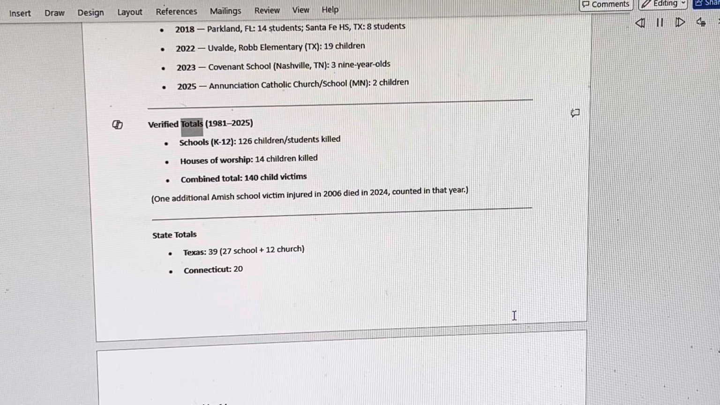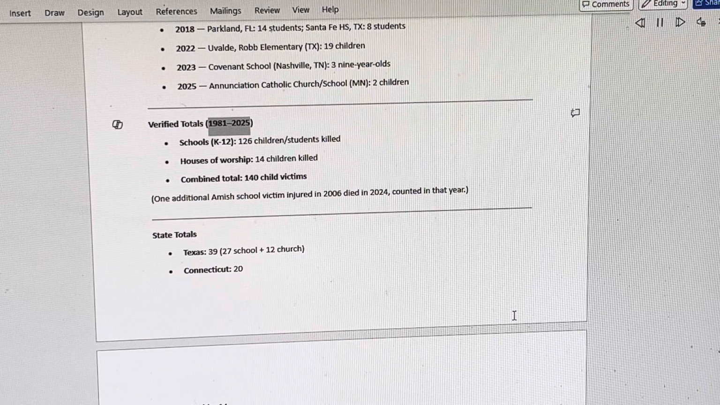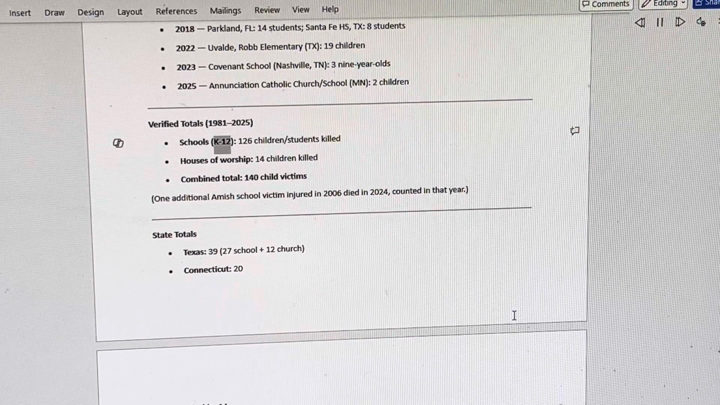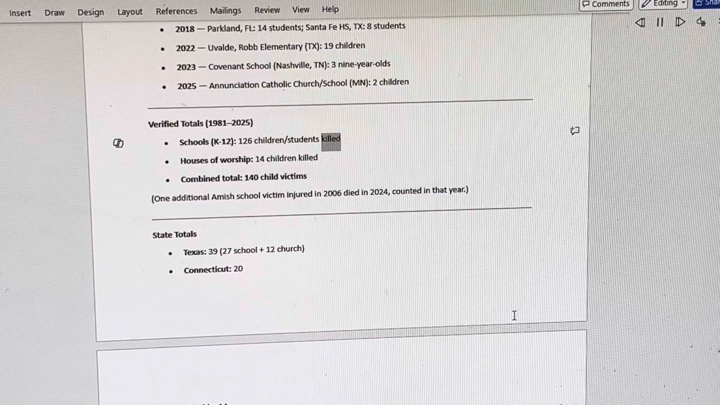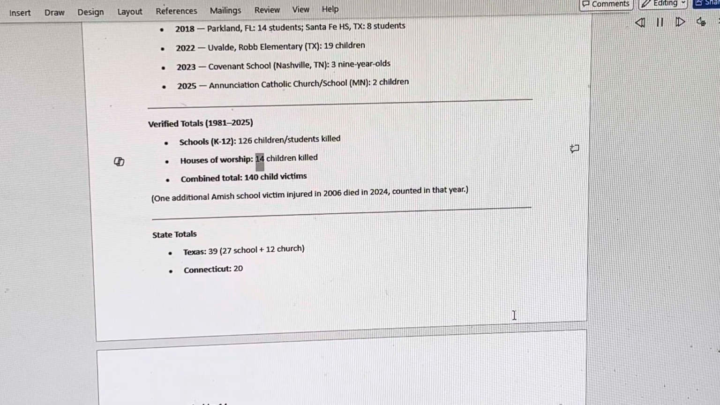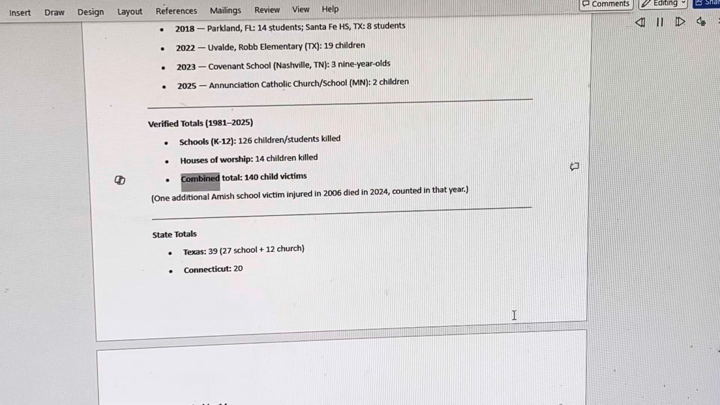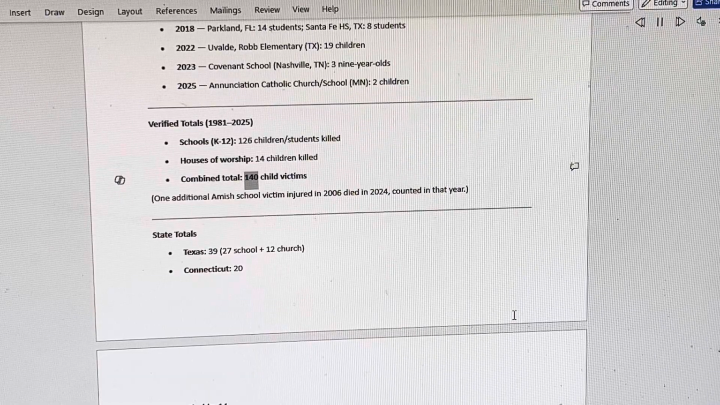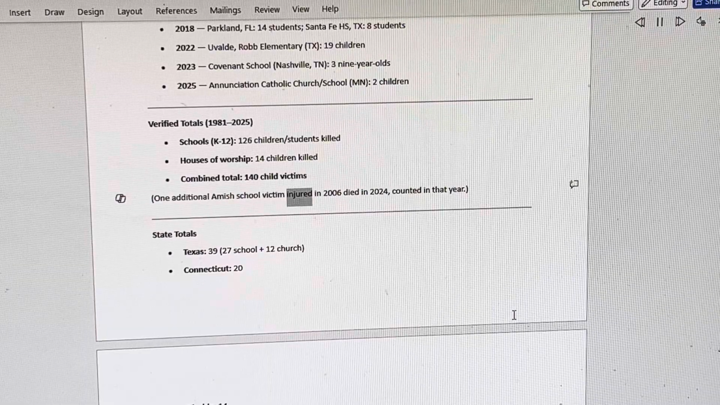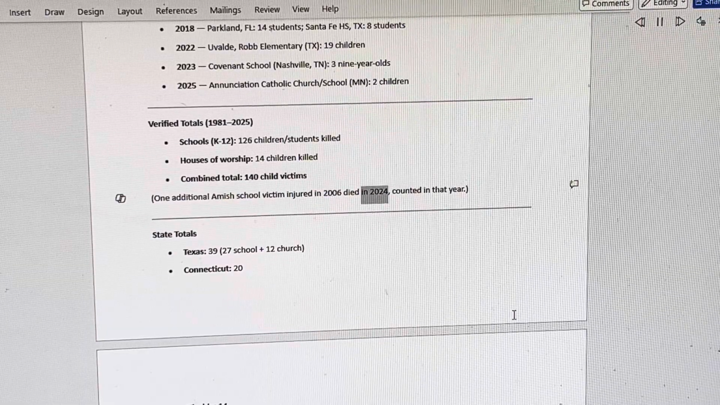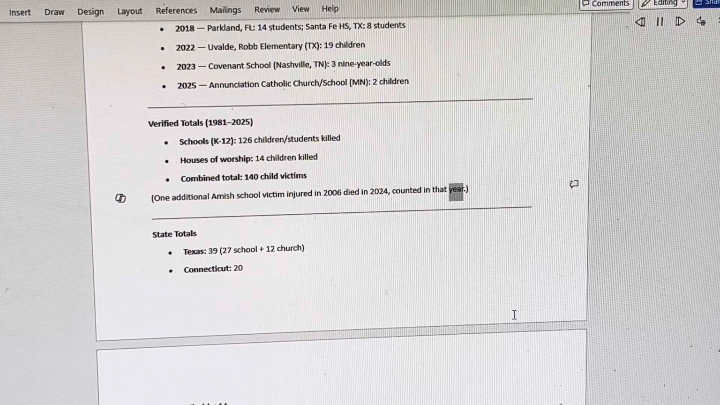Verified totals, 1981 to 2025. Schools, K-12, 126 children and students killed. Houses of worship, 14 children killed. Combined total, 140 child victims. One additional Amish school victim, injured in 2006, died in 2024 and is counted in that year.